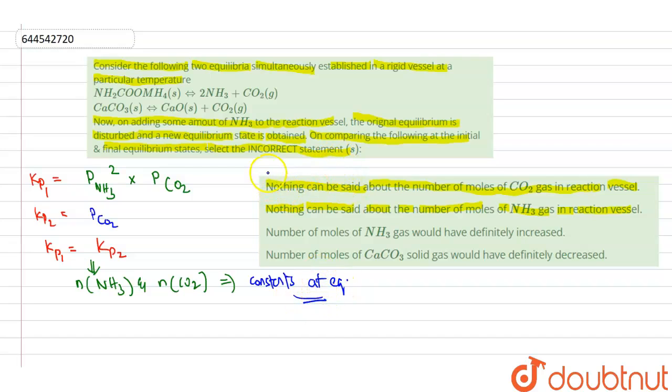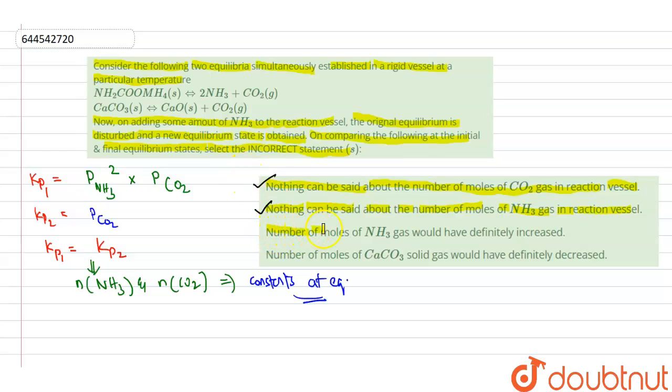So these two statements are basically incorrect. We can tell that they are constant. So the first option is an incorrect statement, and the second option is also an incorrect statement. Now let's look at the third.